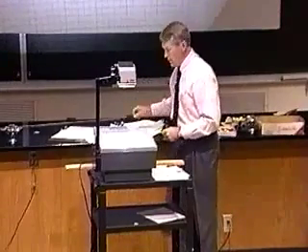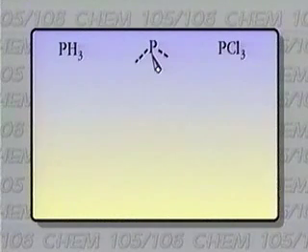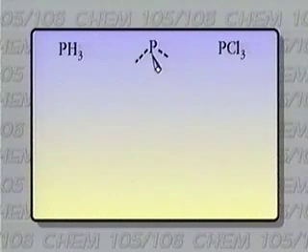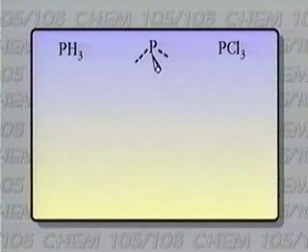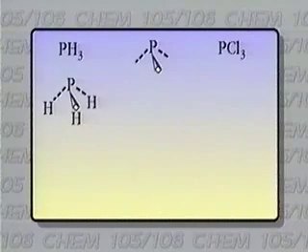Let's look at phosphorus, and let's look at PH3 first of all. And we'll also look at PCl3. Now, if we look at PH3, it's going to have this same geometric shape. It's pyramidal. There's that pair of non-bonding electrons, but as far as the geometry is concerned, we'd have phosphorus with a hydrogen and a hydrogen and a hydrogen. Question is, is that polar or nonpolar?